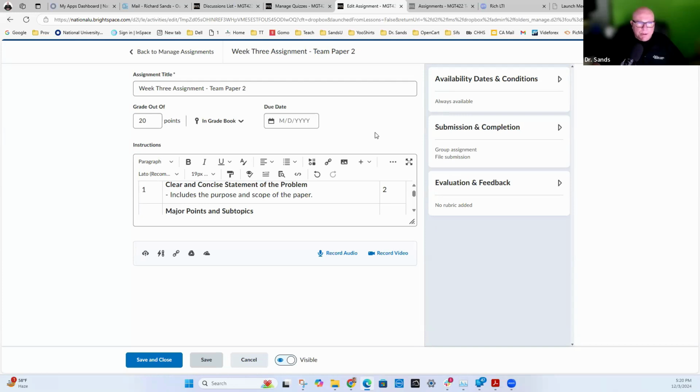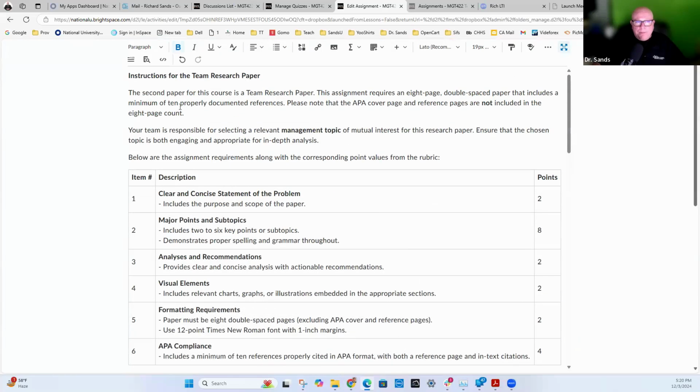I do want to take a minute to just touch on the week 3 assignment, the team paper. I won't spend a lot of time here because I will go over it in more detail next week. However, since it is a team paper, it's good to at least get a glimpse into what's around the corner so you can start preparing for it. So, okay. Instructions for the team research paper. The second paper for this course is a team research paper. I should say assignment.